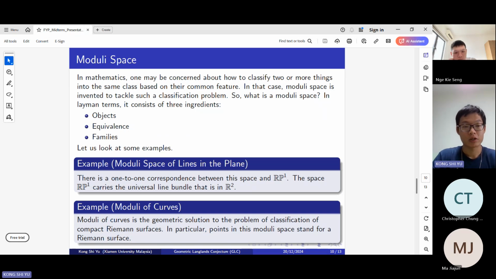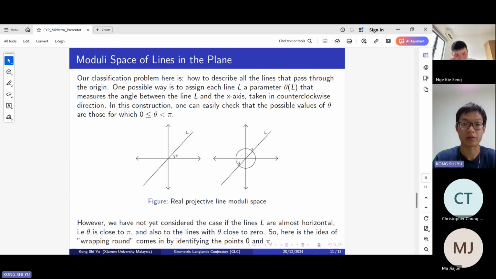There are two very famous examples. The first one is the moduli space of lines in the plane, and the other is the moduli of curves. But in this talk, I will only focus on the moduli space of lines in the plane. A very easy construction is how we describe all the lines that pass through the origin. You might think of this as RP^1, the real projective space. To parameterize such lines, we assign each line L a parameter theta that measures the angle between the line L and the x-axis, taken in the counterclockwise direction. And in this construction, we can check that theta ranges from 0 to pi.